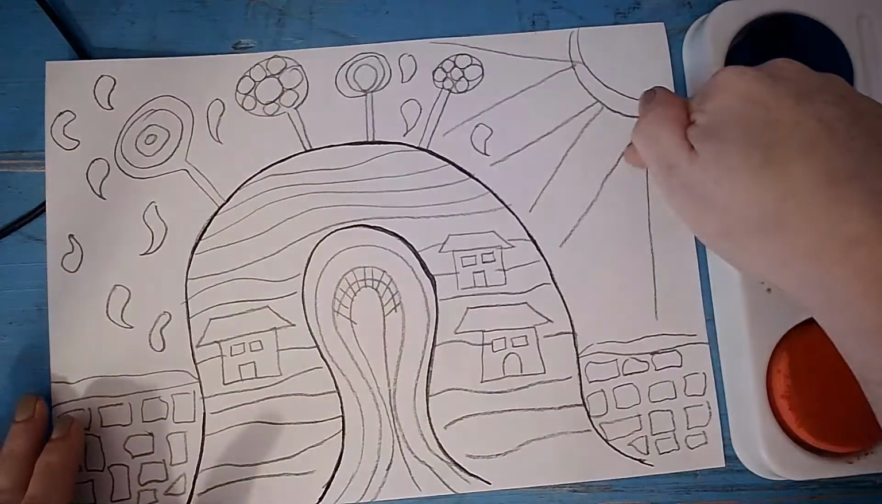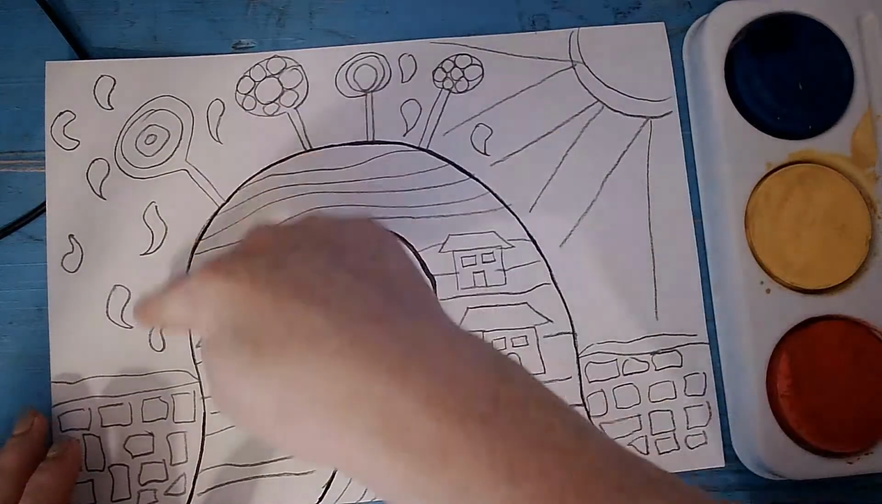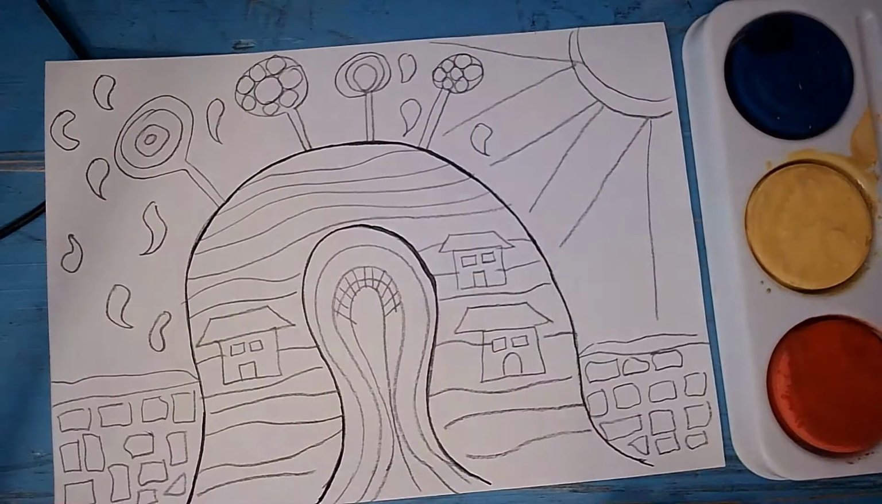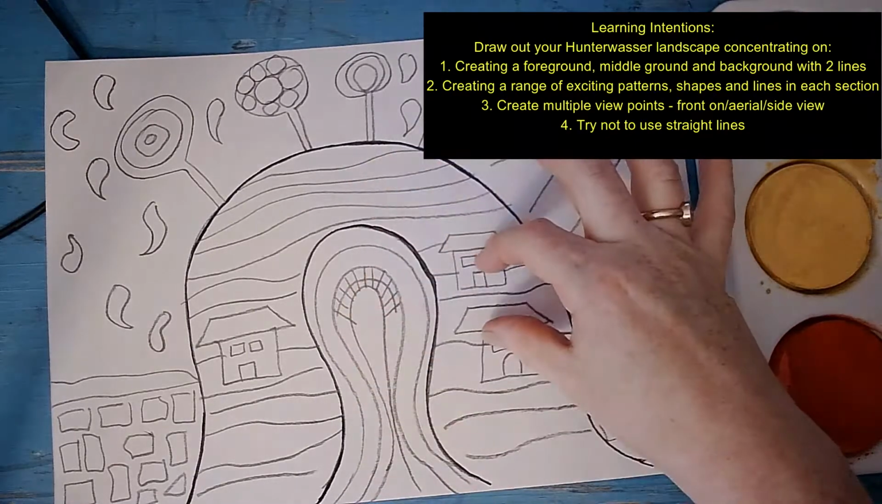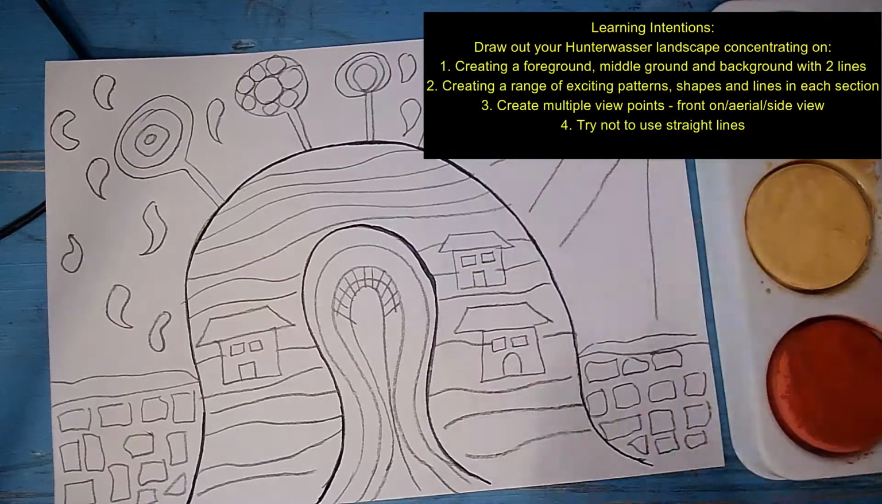You might have wavy lines going across the page, you might have circles inside the page, in the middle of the page. It's entirely up to you, but you need two lines, preferably wavy or curvy lines, not straight, to show your foreground, your middle ground and your background.